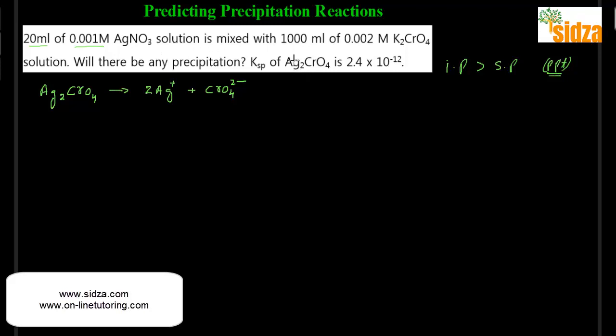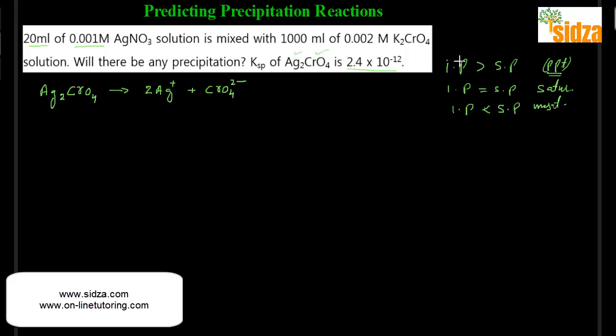So if you look at the final solution after you mix the two, we're going to find out the concentration of the silver ion and the chromate ion, and that will give us the ionic product. We can compare that ionic product with the solubility product of the silver chromate. If the ionic product is equal to the solubility product, the solution is saturated, and if the ionic product is less than the solubility product, the solution is unsaturated, and you can add more salt in that case.